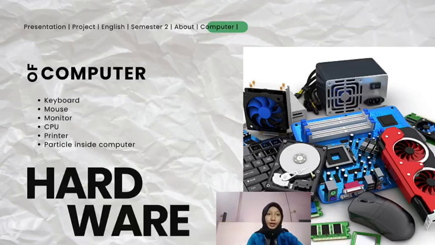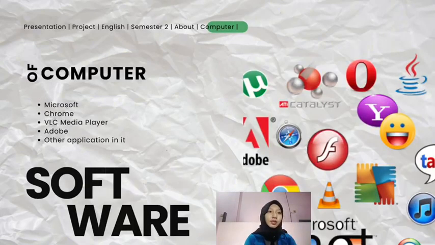How about the software? Software is a program or application used to operate the computer. Software cannot be touched physically. The examples are Microsoft, Chrome, Adobe, and other applications in the computer.